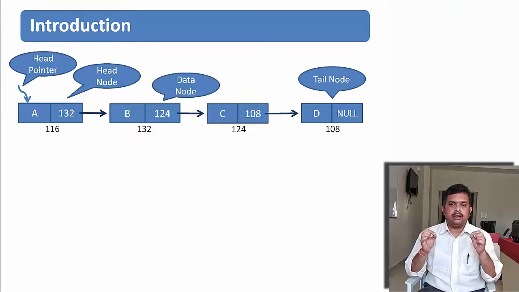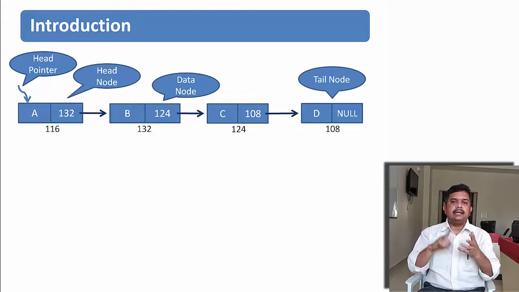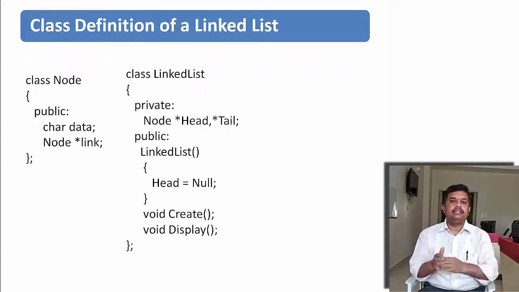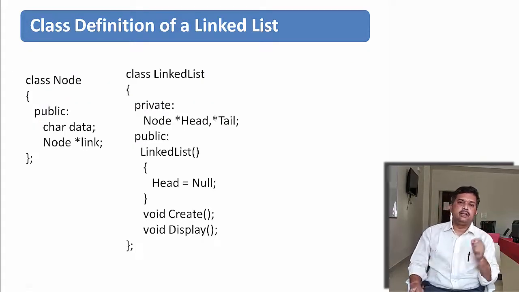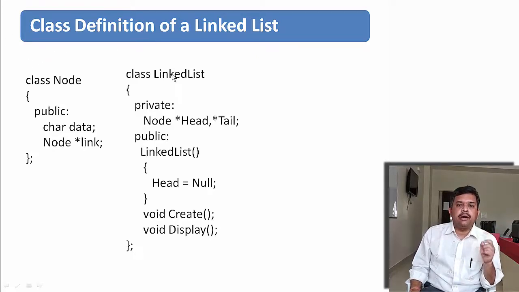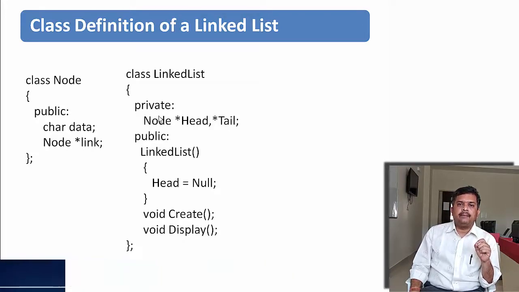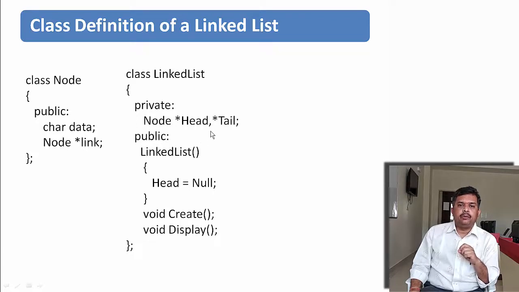The list contains data nodes that store the data members and the links, and we get the successor from the link of the data node. Generally we define a class like this. We have a class node and it contains, as public, a character data and a link of node type. We have one more class called linked list, and we have a private part. I am taking pointers of node type, head and tail, and in the public part I have a constructor called linked list, and we are creating a head pointer containing null.